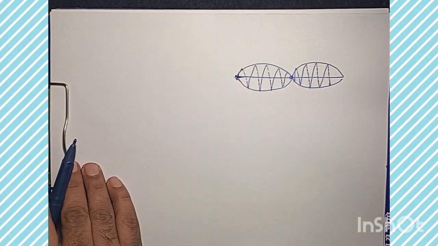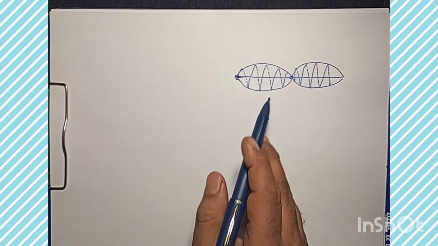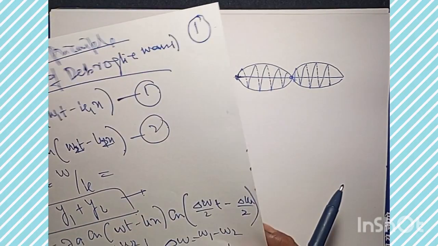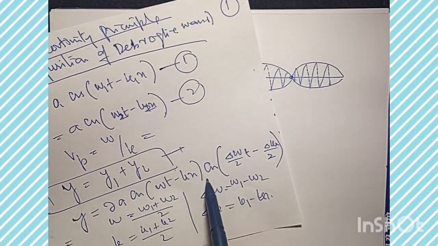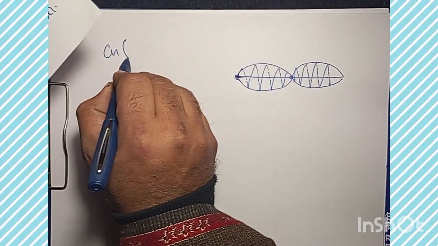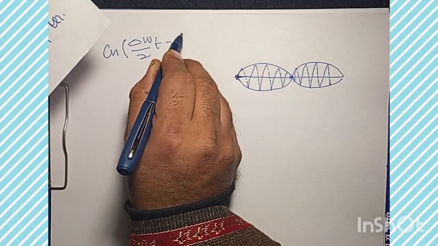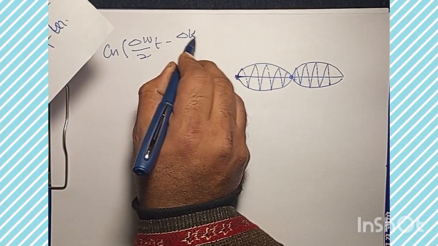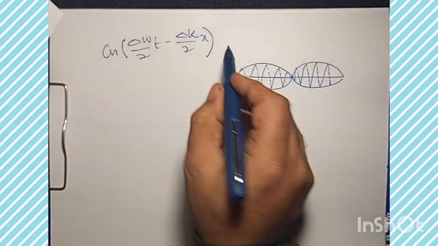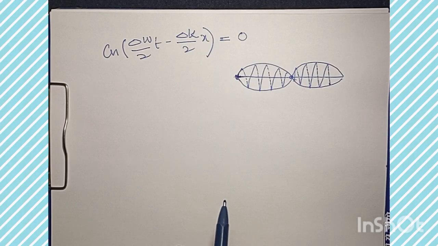So if I have to use the mathematical condition for the node, what should I presume for this term, cos of del omega by 2 t minus del k by 2 x? It must be equal to 0 at the nodes. That should be the case.